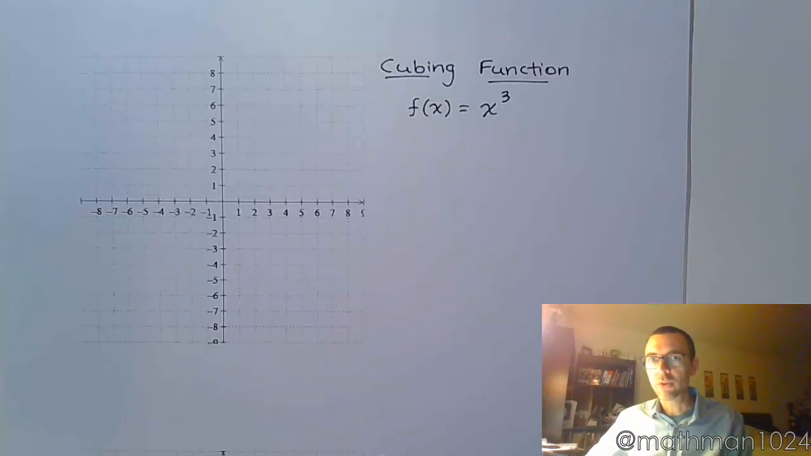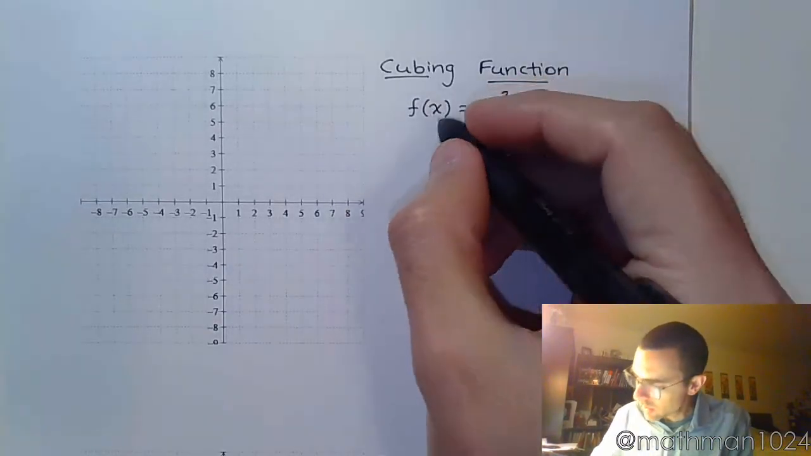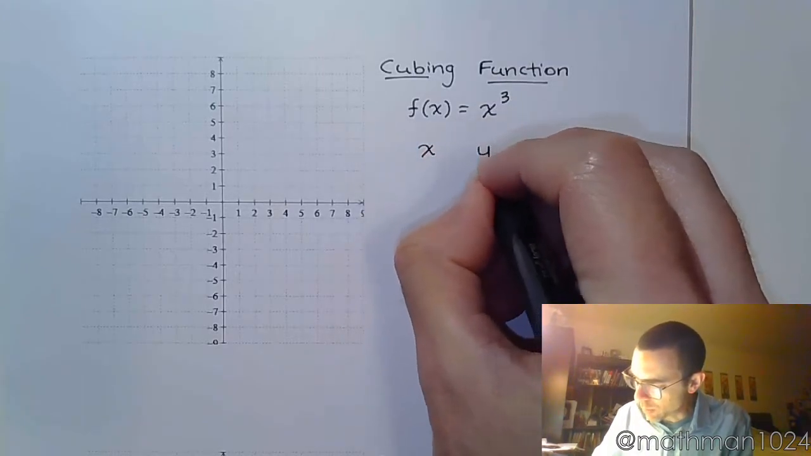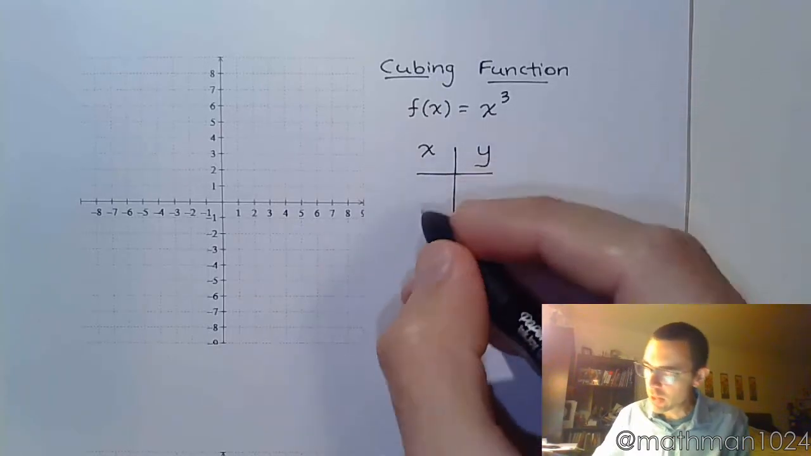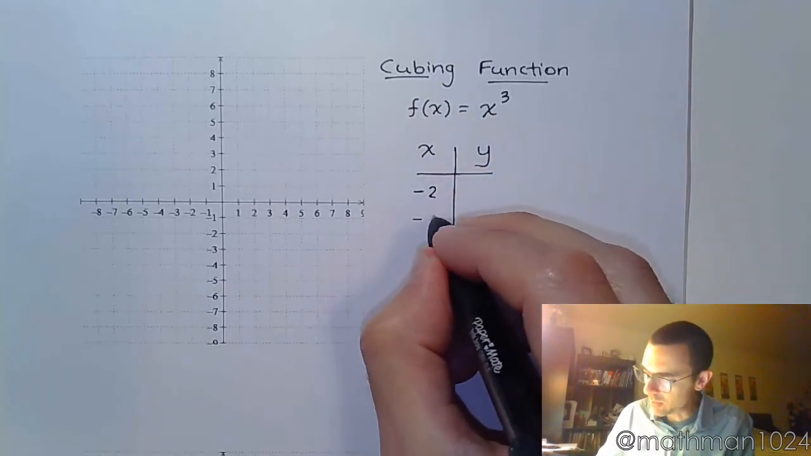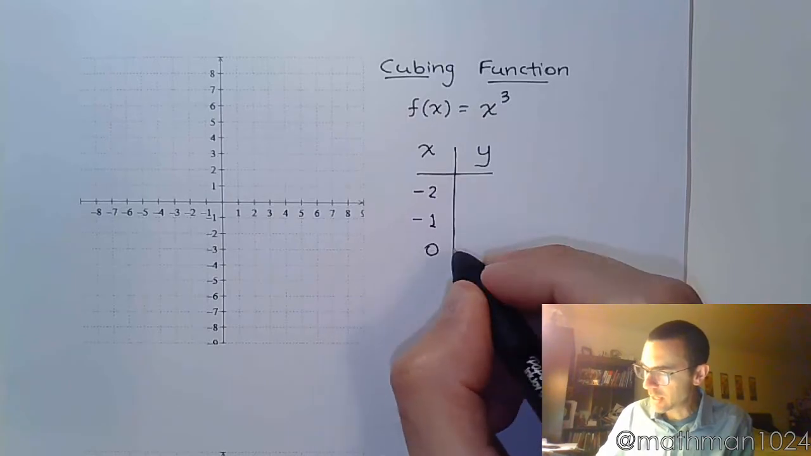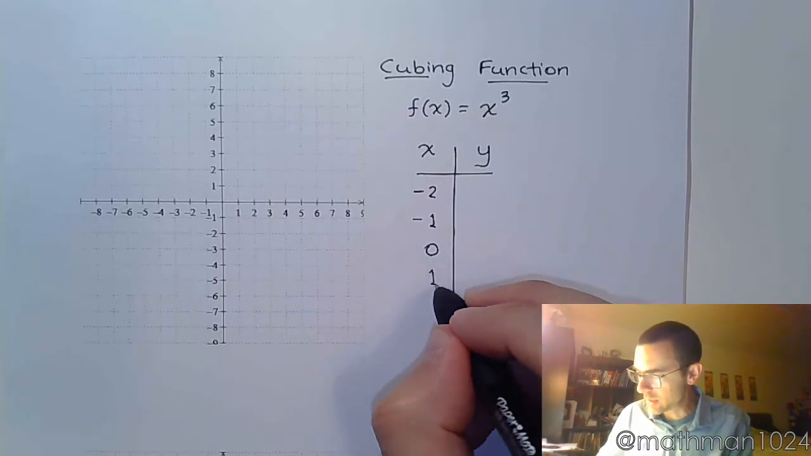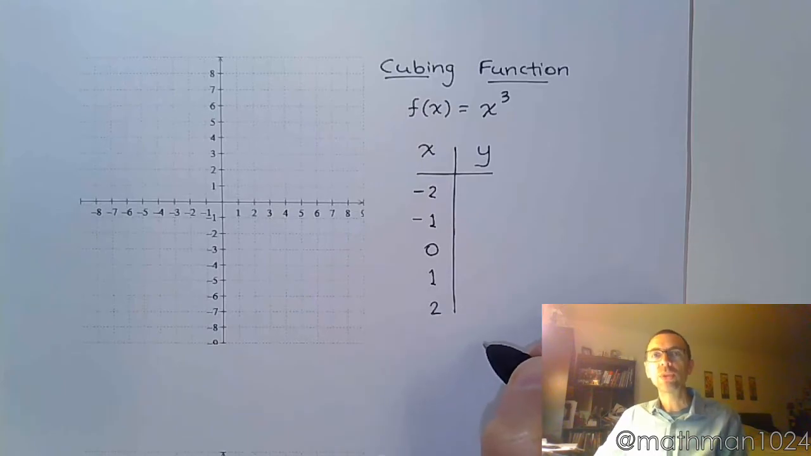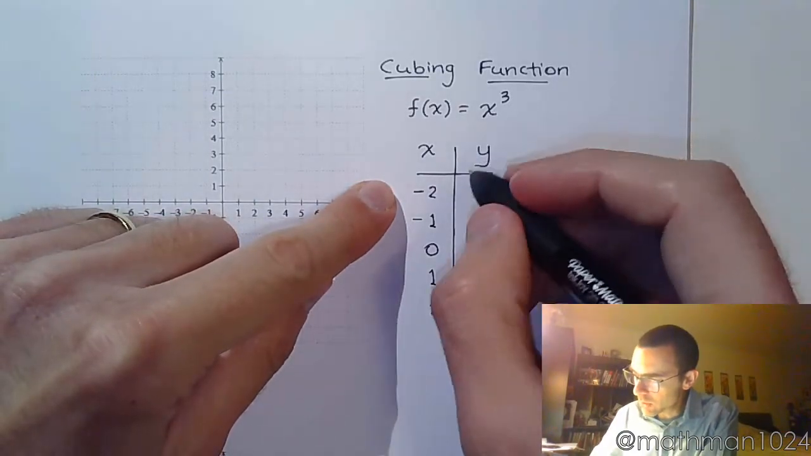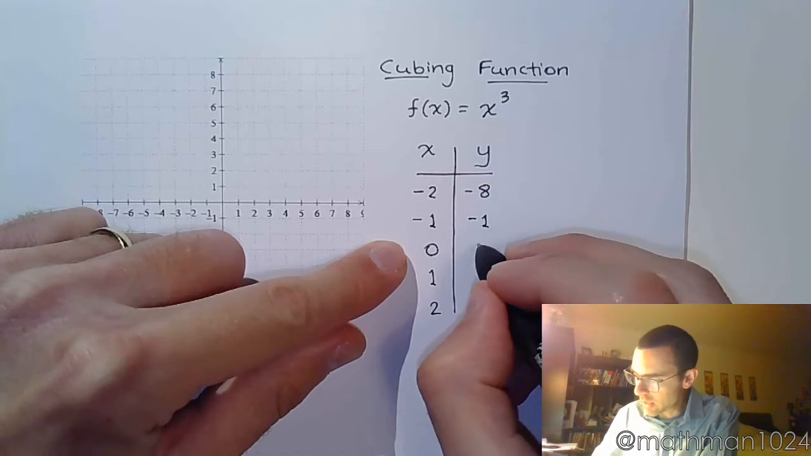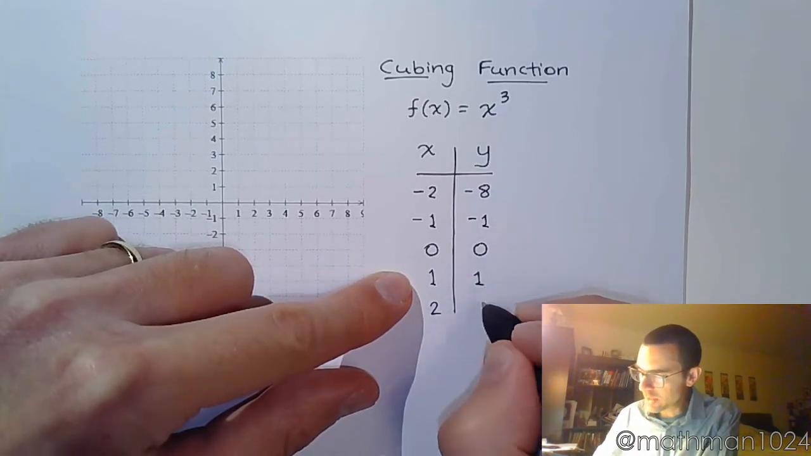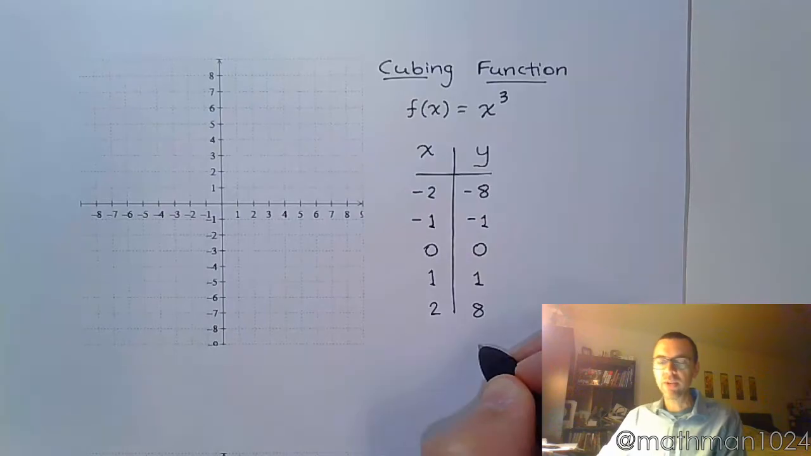Up next in our parent functions, we have the cubing function. So he has just a little bit more power than the squaring function that we just looked at. And as you can imagine, we are going to be plugging in those same key points, -2, -1, 0, 1, and 2. So let's cube each of these and see what we come up with, see if we can identify the shape. So -2 cubed is -8, -1 cubed is -1, then we get 0, +1, and +8.